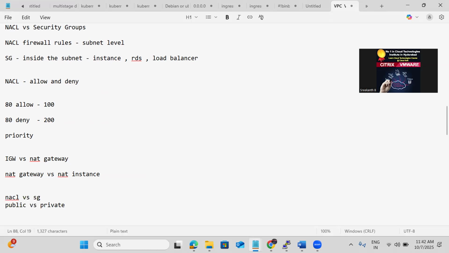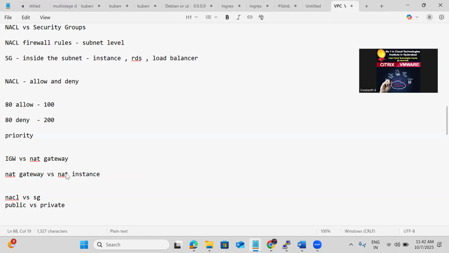Sir, what is the full form of NAT? NAT is network address translation. The NAT resides in the public subnet, and it is giving the internet to private subnet resources.